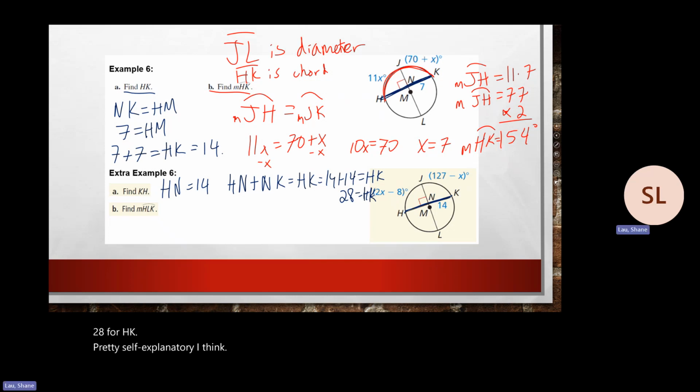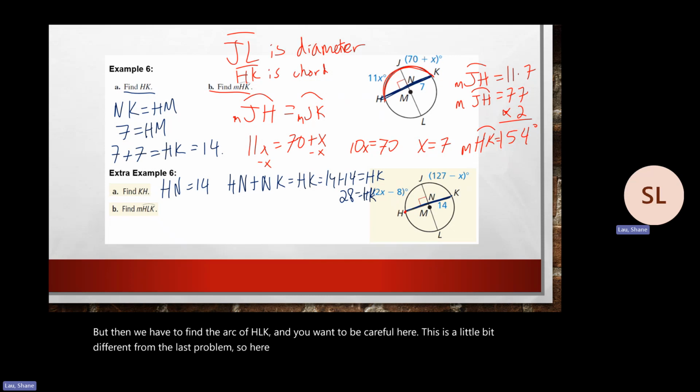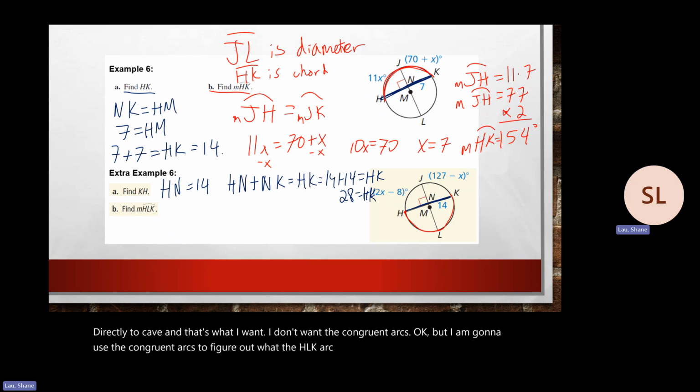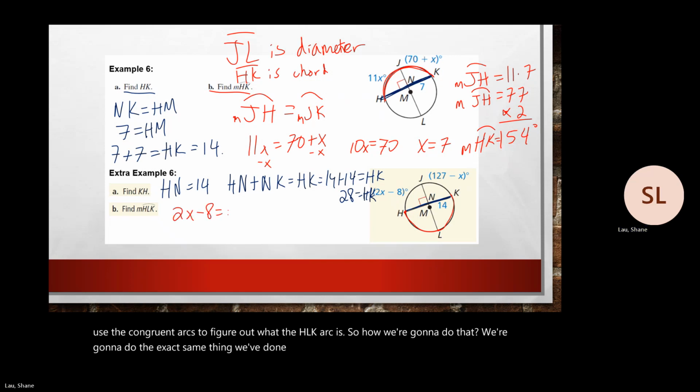But then we have to find the arc of HLK. And you want to be careful here. This is a little bit different from the last problem. So here we start at H, and we have to follow the order. So H directly to L, directly to K. And that's what I want. I don't want the congruent arcs. But I am going to use the congruent arcs to figure out what the HLK arc is. So how are we going to do that? We're going to do the exact same thing we've done before. Put them equal to each other.